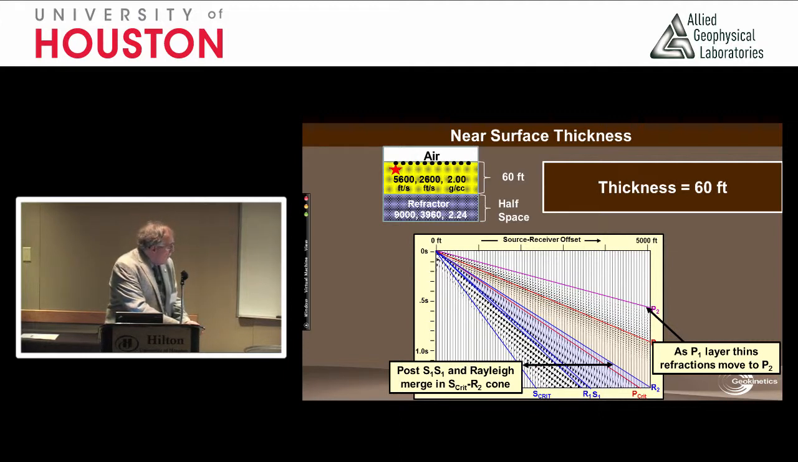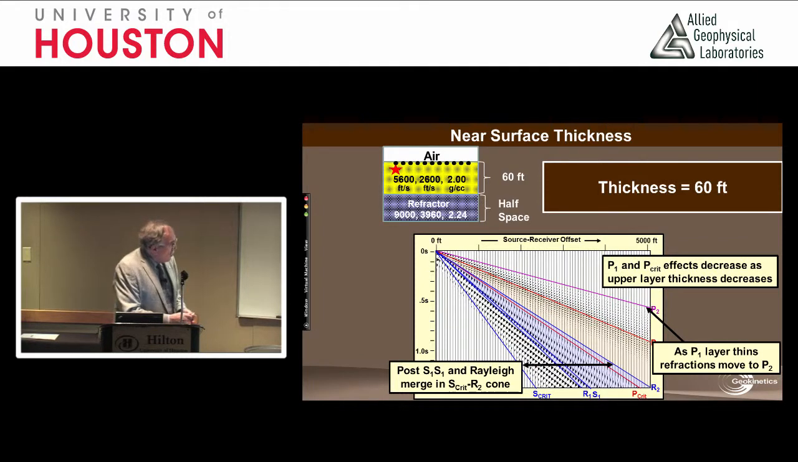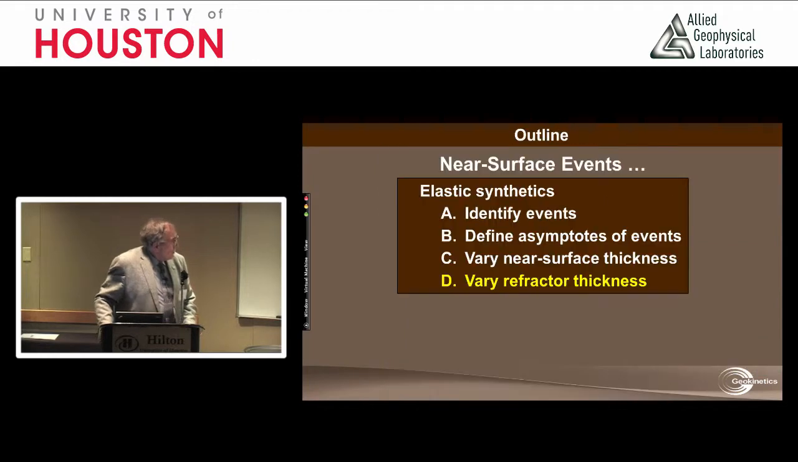Your post-SS1 and Rayleigh merge into this whole zone now. Now, you don't just go from the Rayleigh wave on to the next Rayleigh, you start from the shear critical. However, as you also notice, the effectiveness of P1 and P critical, it's losing it. Everything's moving away because as you thin this upper zone, these two asymptotes don't become useful anymore. So finally, we're going to see what does this all mean.